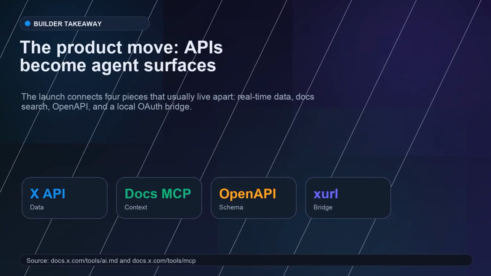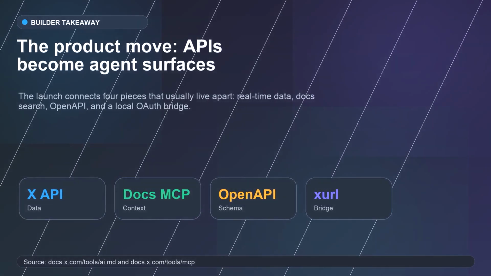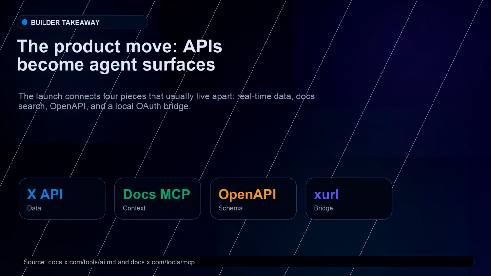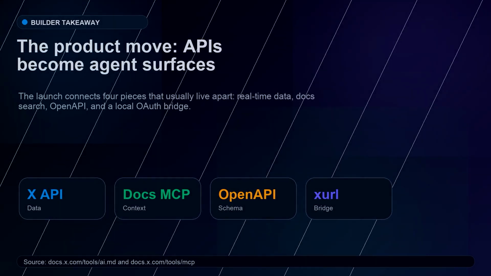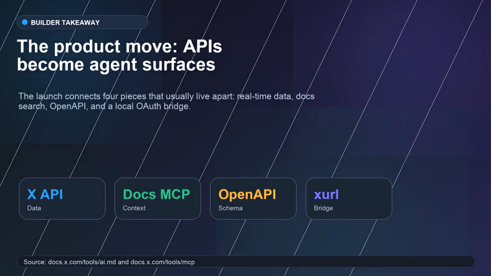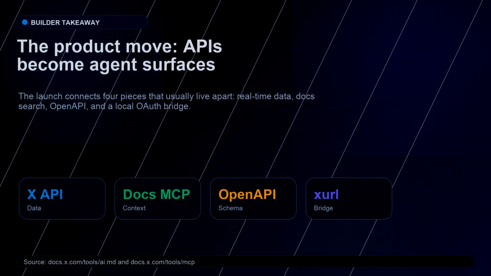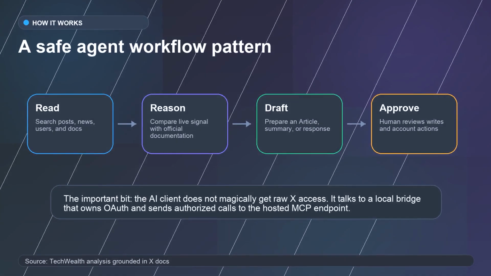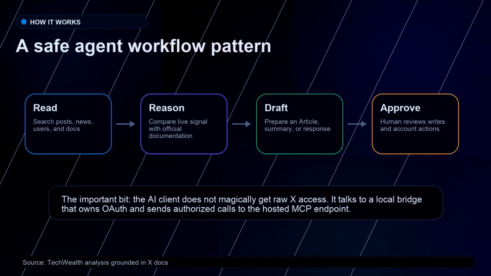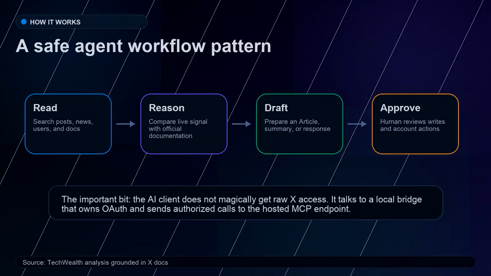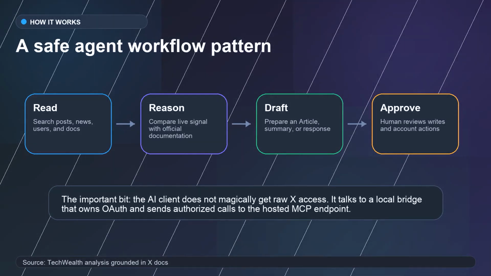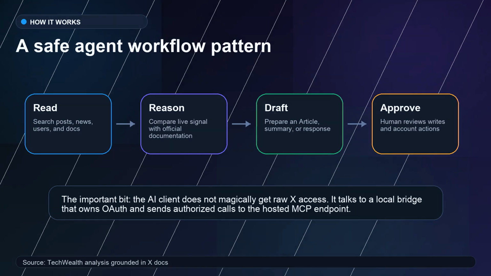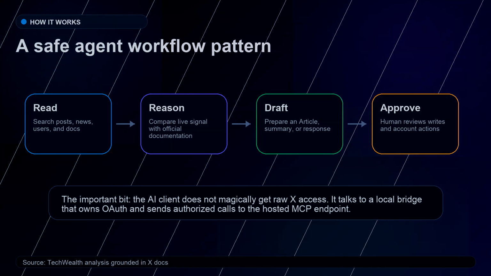For builders, the bigger pattern is clear. APIs are becoming agent surfaces, not just SDKs. X is publishing docs in LLM-friendly formats, adding Docs MCP for retrieval, pointing agents at OpenAPI, and using MCP to expose operational tools. That means the next developer experience will be judged by how well an agent can discover the docs, authenticate safely, call tools, and recover from errors.